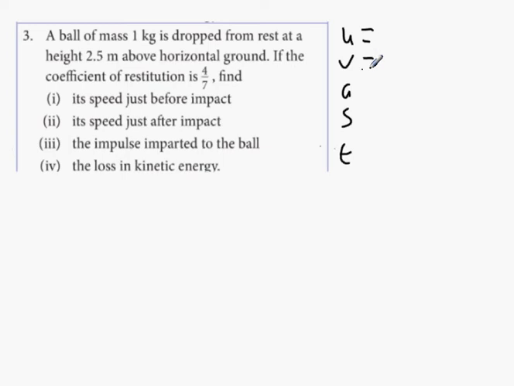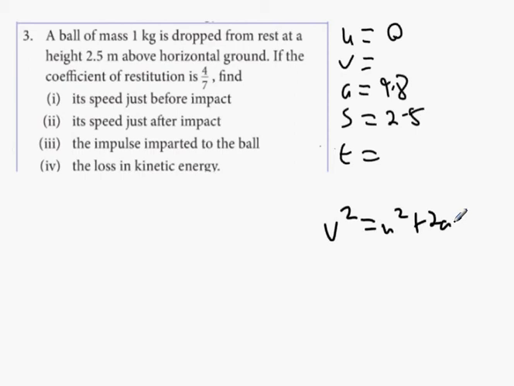Your acceleration is 9.8. Your S is 2.5. You drop it from rest, which is U. You want to find V. V squared equals U squared plus 2AS. V therefore equals the square root of 2AS because U squared is 0. So what's the square root of 2 times 9.8 times 2.5?